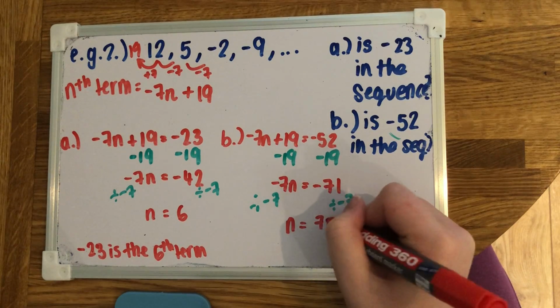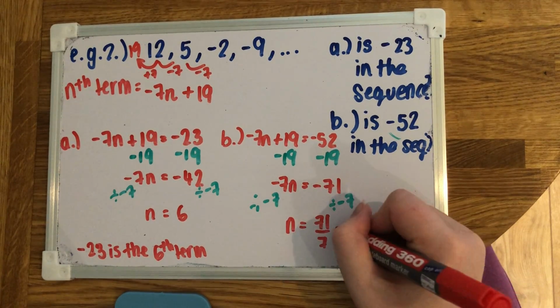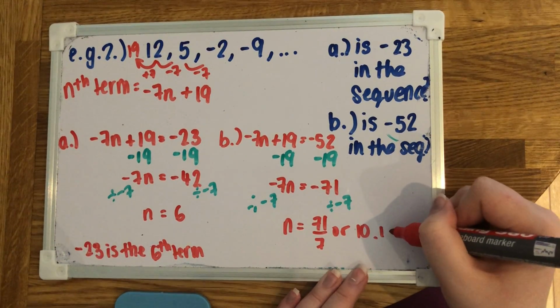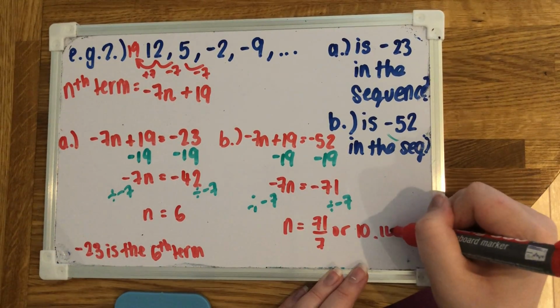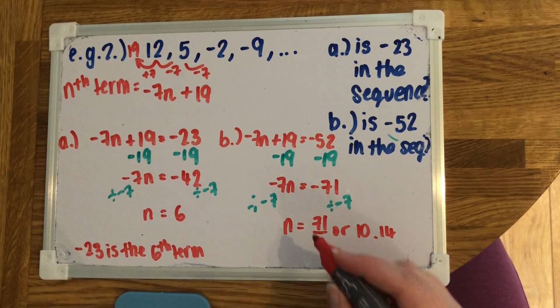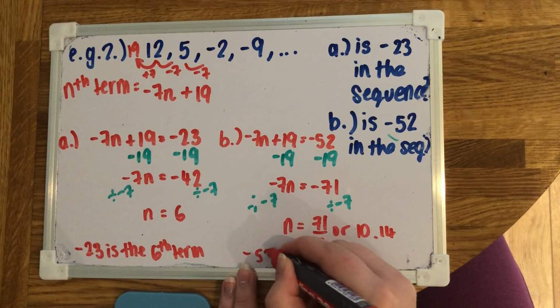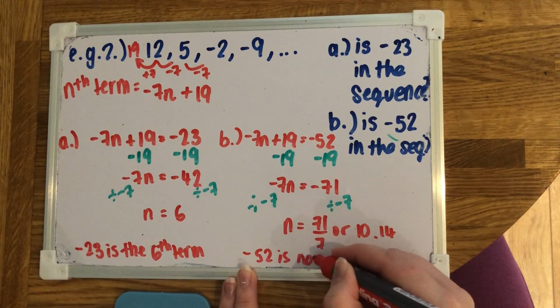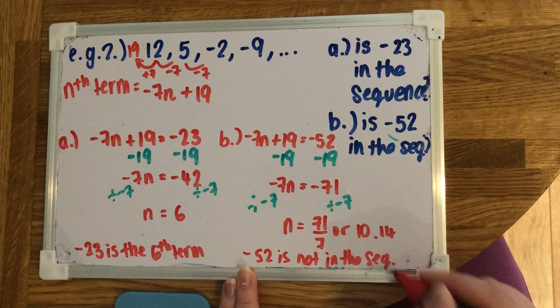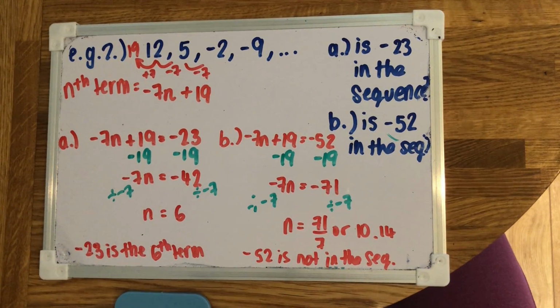Okay, so you could leave it as a fraction if you wanted. Or you can write it as a decimal. 1/4, yes, it'd be 1.428 something. Okay, so again, it's a decimal, so negative 52 is not in the sequence. Okay, because it's a decimal answer. Okay, so that's all you have to do.